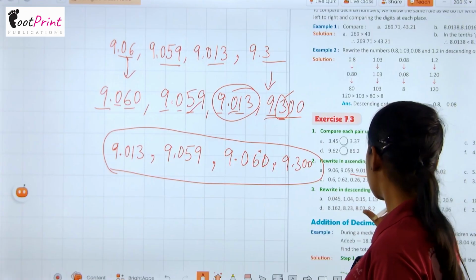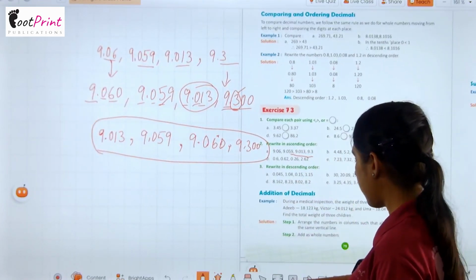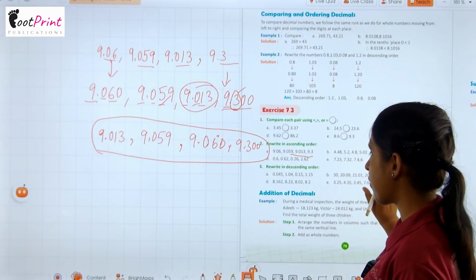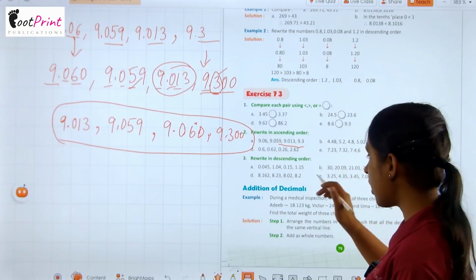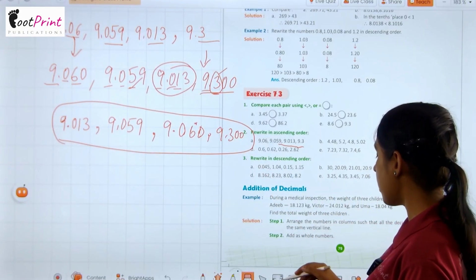Okay. So rest of the parts you will solve by yourself. Now we will move to question number 3, that is rewrite in descending order.